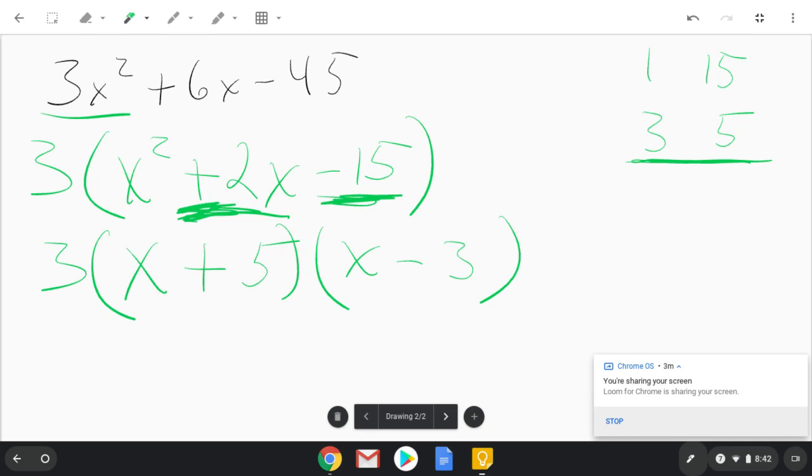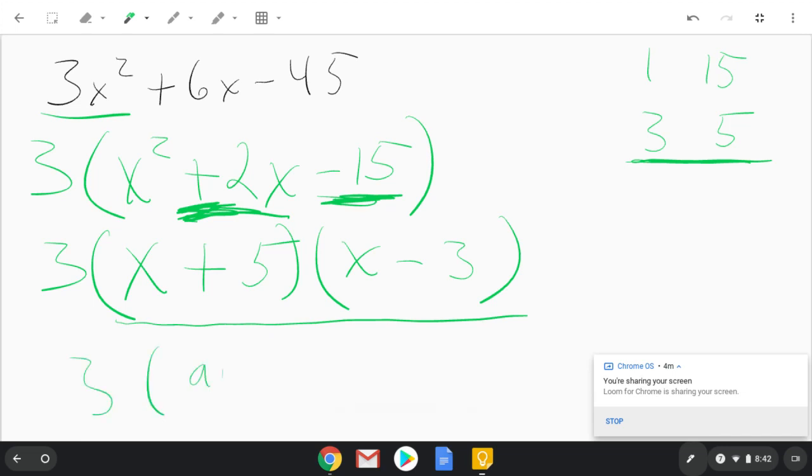All right. That's it for this one. If you wanted to check your answer, you could multiply it out. You'd have to multiply x plus 5 times x minus 3, and then multiply 3 times whatever that answer was. All right? That's how you could check your answer.